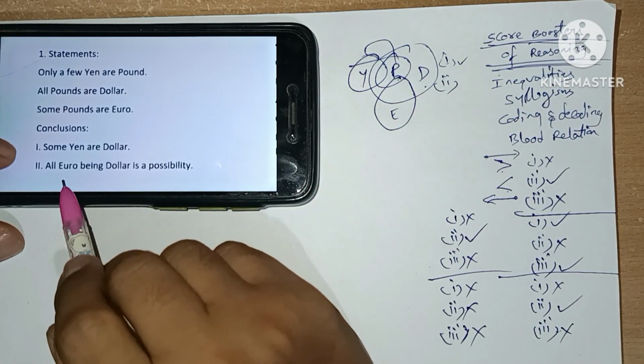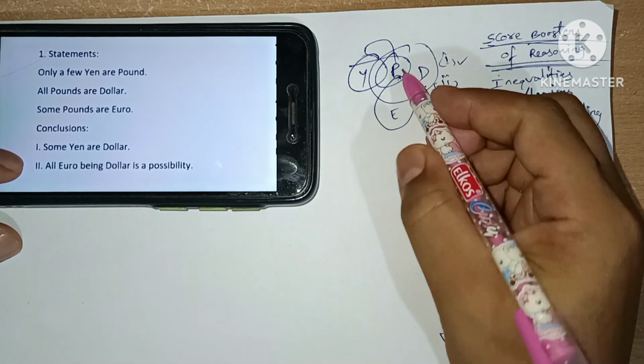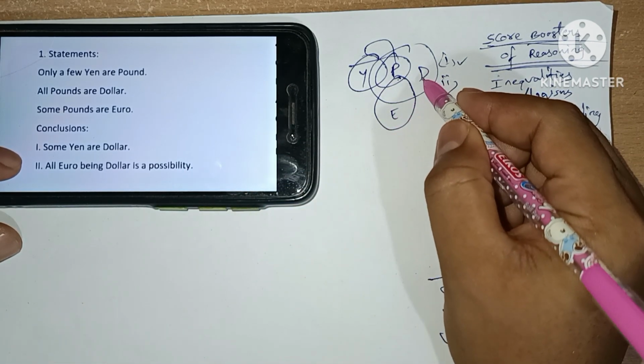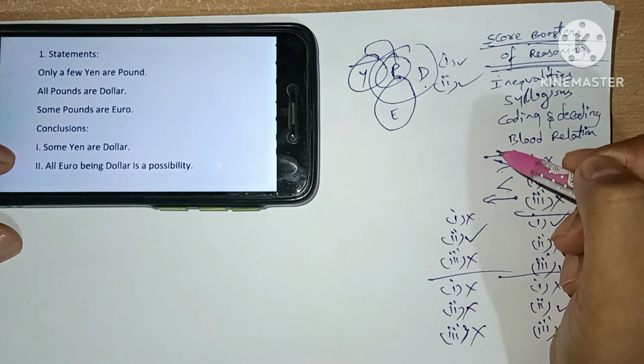Second conclusion, all euro being dollar is a possibility. All euro can be placed inside dollar as it is possible. So the second conclusion is also true.